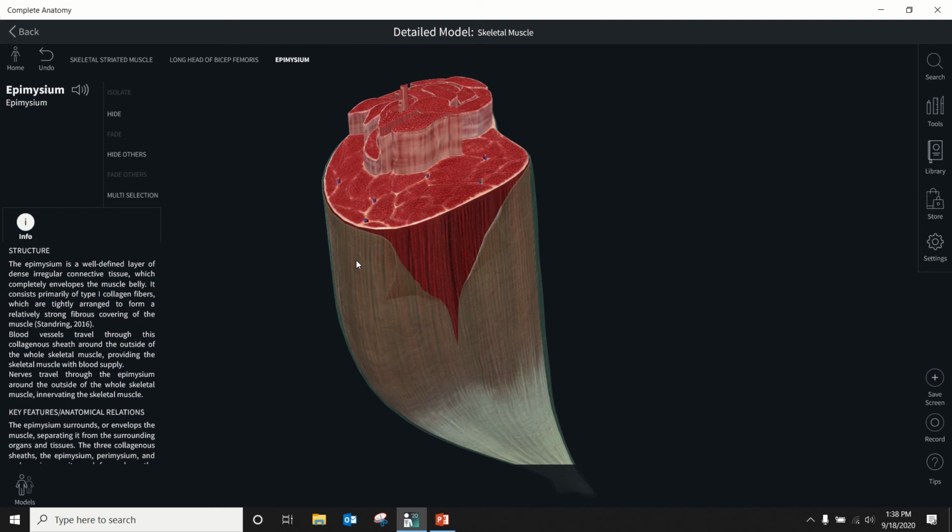Sometimes it's referred to as fascia, and actually all 3 of these layers are sometimes collectively referred to as fascia, and that's okay. Just realize that fascia refers to the layers of connective tissue in and around a muscle. All right, so there's our epimysium, the most superficial of the 3 layers of connective tissue. And again, the epimysium is going to surround the entire muscle.